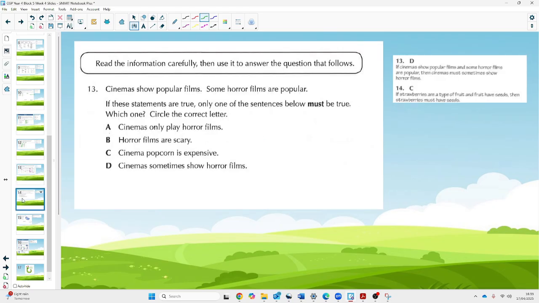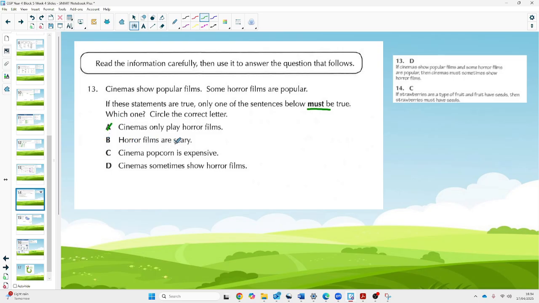Question 13, we have to read the following bits of information and then work out which of the statements must be true. So the first part says, cinemas show popular films. Some horror films are popular. If these statements are true, only one of the statements below must be true. Which one will it be? Well, cinemas only play horror films. Well, it doesn't say that within the text. Remember, we've got to rely on what it says. It shows popular films, but it doesn't say it just shows horror films, so it's not that one.